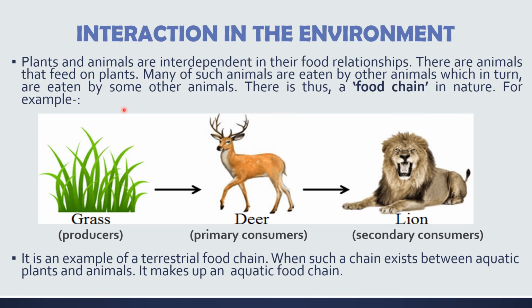For example, grass is eaten by deer and deer is eaten by lion. It is an example of terrestrial food chain. When such a food chain exists between aquatic plants and animals, it makes up an aquatic food chain.